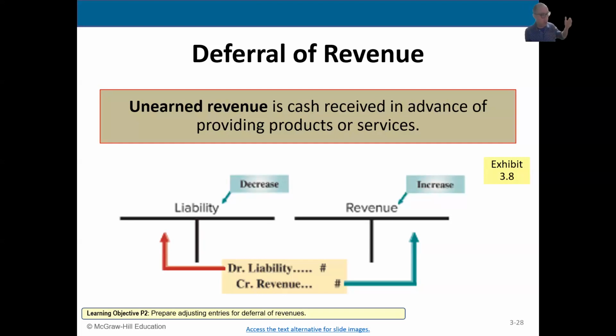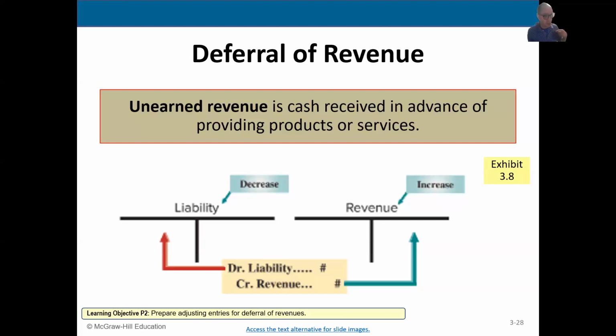And so I said, hey, if you pay me now at the beginning of the month, I'll mow your lawn twice a month. Okay? So you pay me on the first of the month, and then later that month I come through twice and I mow the lawn. When you paid me that money up front, that's called unearned revenue. I didn't earn it until I mowed the lawn.